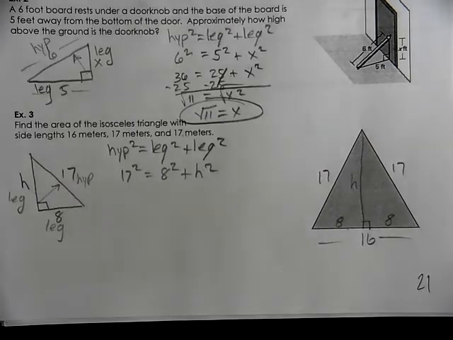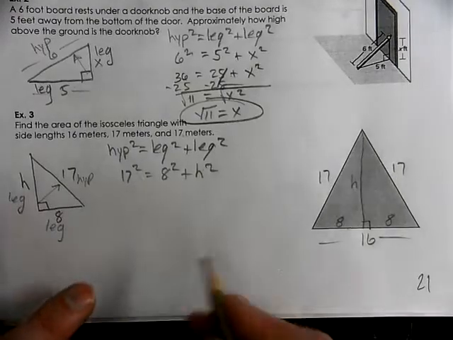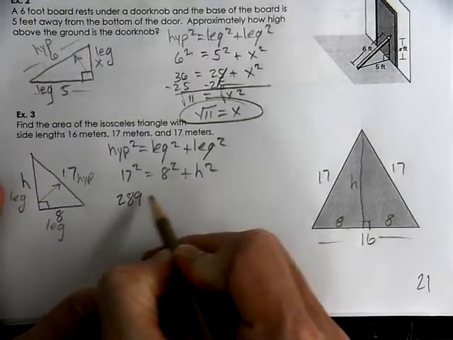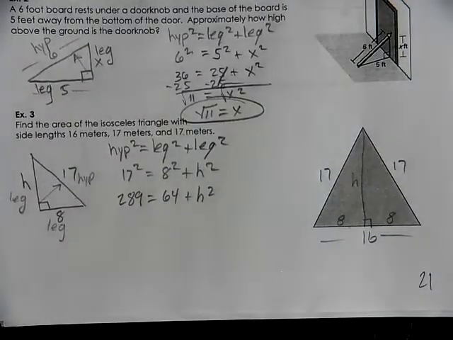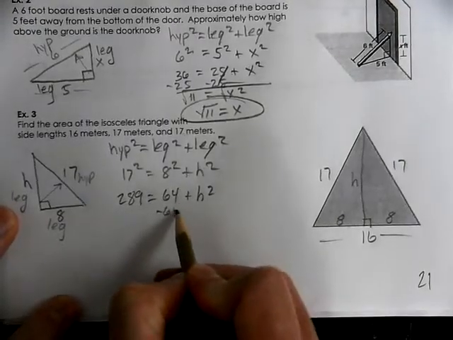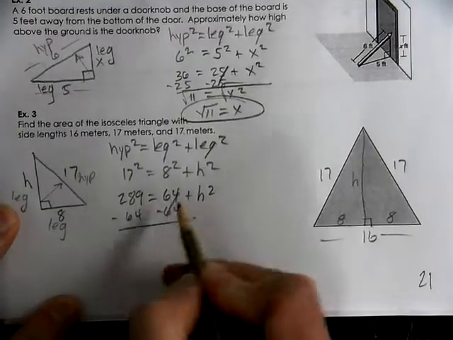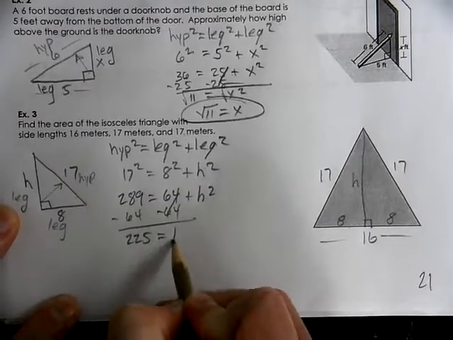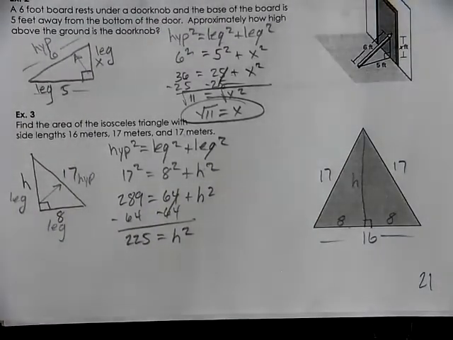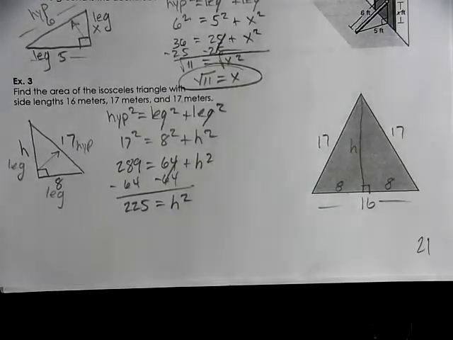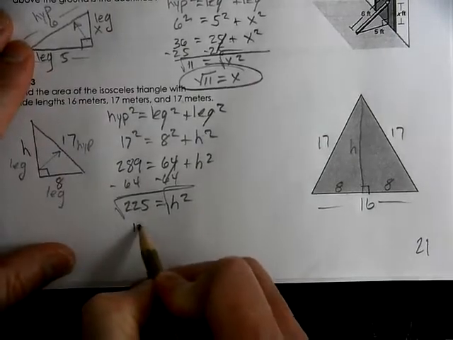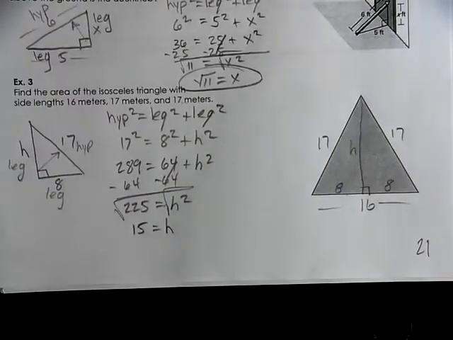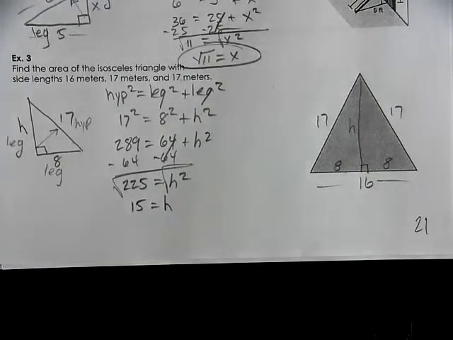So then we get 289 when we do 17 squared. 289, 64, and h squared. When we subtract our 64, we get 225. What do I need to do? We need to take the square root of both sides, and that would be 15. So the height of your triangle is 15.